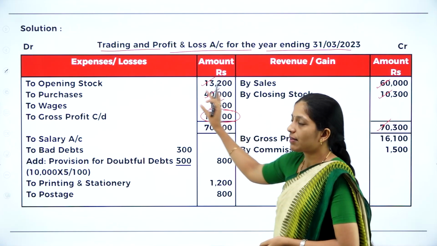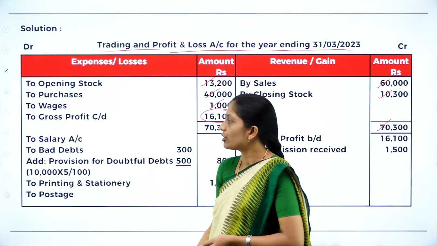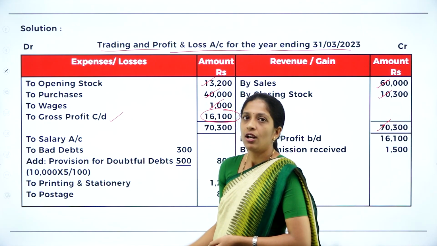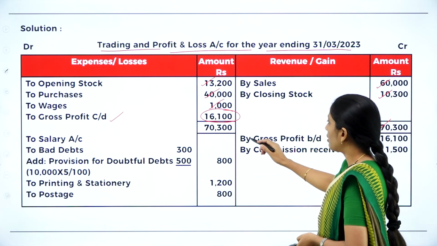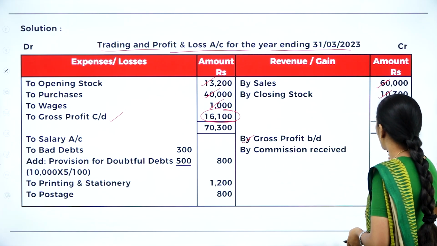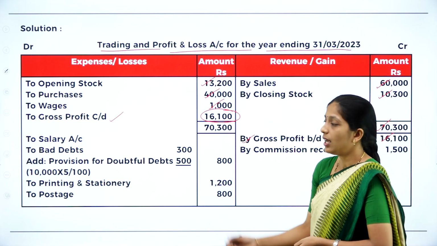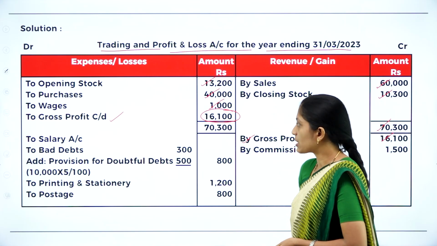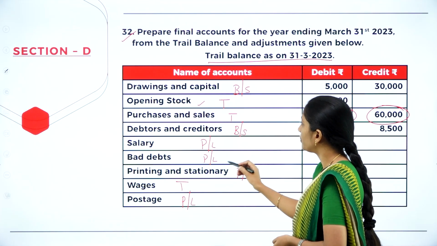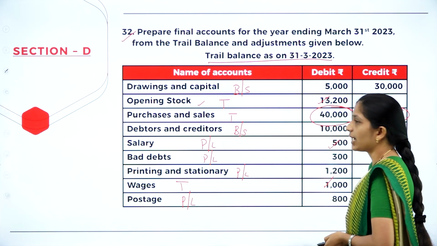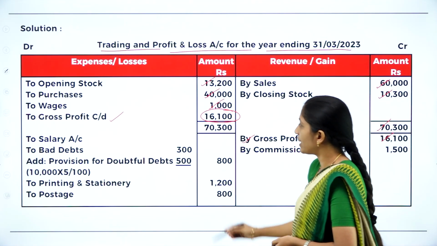So your credit side is more than the debit side. So it is gross profit carried down. Hope you are clear about it. Now bring down that gross profit first: By gross profit brought down 16,100. Now you will write all the indirect expenses. We shall start with salary 500. There is no adjustment, so write directly.